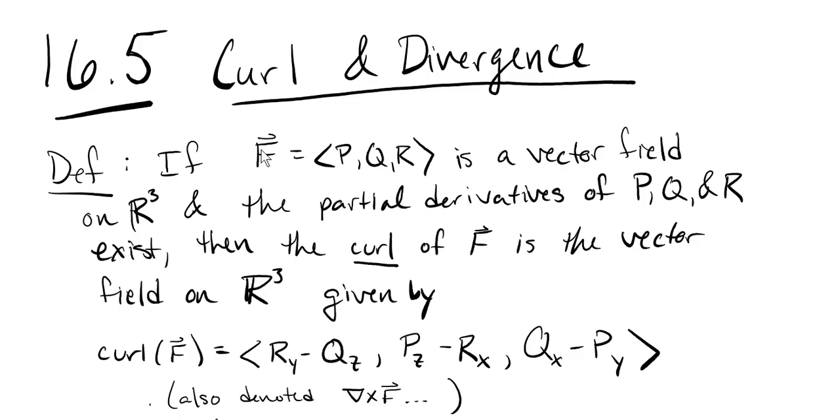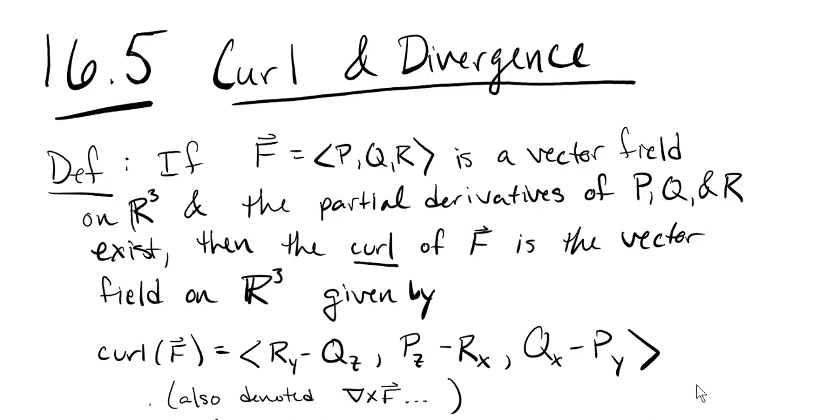So the curl of this vector field is yet another vector field we define this way. It is Ry minus Qz, Pz minus Rx, Qx minus Py, right? This is just subscript notation for partial derivatives here. Partial of R with respect to Y minus partial of Q with respect to Z, and so on. So this is denoted curl of F as I've written here.